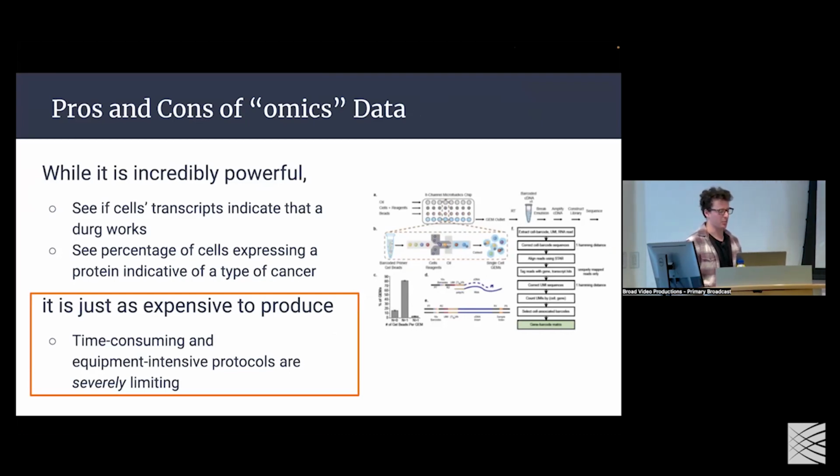Now, the issue with this, I'm sure everybody is very familiar with. These data are very expensive to produce. They're very powerful and give incredible vantage points into biological systems, but they require very expensive instrumentation, a lot of time, and expertise with really idiosyncratic laboratory materials. So there are a lot of cost-limiting factors in actually obtaining this data.